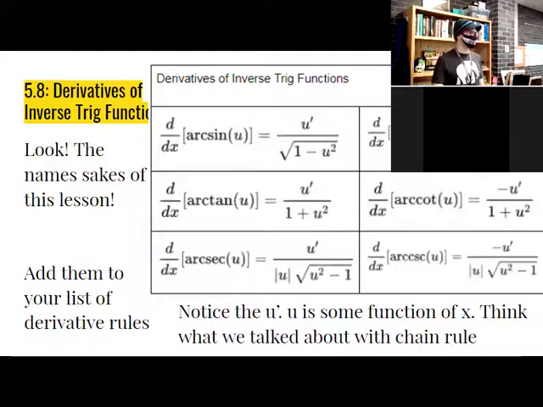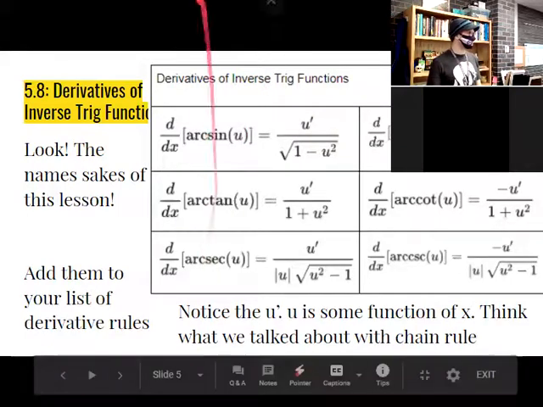So now that you have a handy little list of all 6 of these, really, if you just remember the pilots, sine, tangent, secant, are all positive, and the co-pilots are all negative. Really, you just have to remember 3 rules and just remember to make them negative for the respective ones.